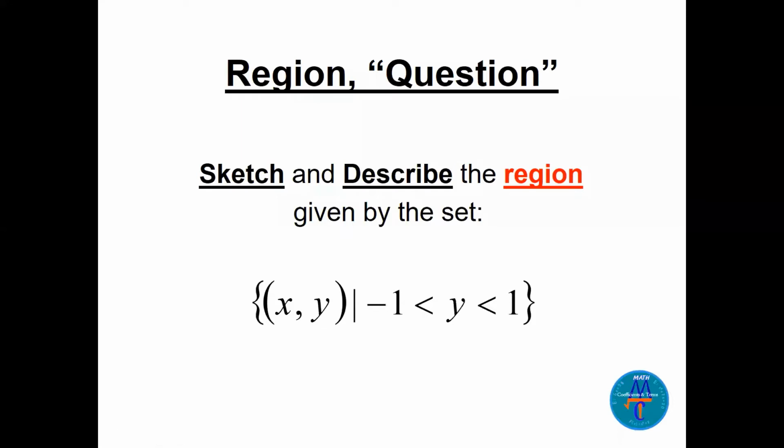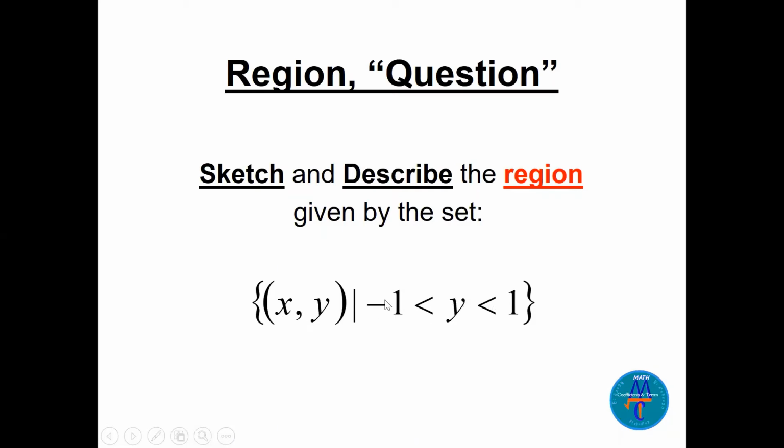Let's see now the region. We have a question here. Sketch and describe the region given by the set. See, there is a set. Set means there are many points. X, Y. See, this is the point such that Y greater than minus 1, less than 1. That means sketch it, show me, and describe in English the region that has all the points X, Y, Y greater than minus 1, less than 1.